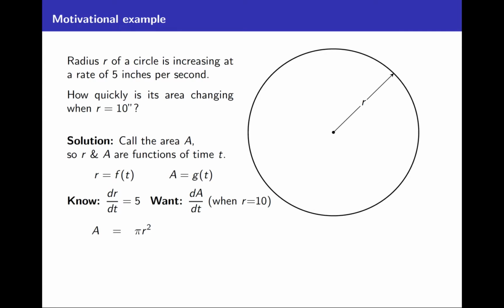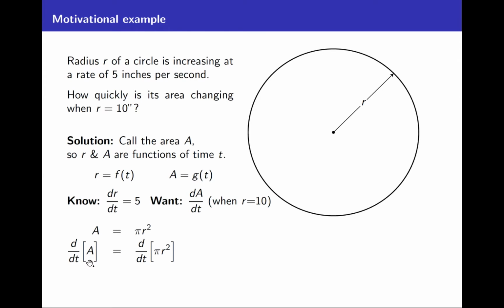What we can do now to get an equation relating these two rates is to differentiate both sides of this equation implicitly with respect to time t. The two sides are functions of t and they're equal, so the derivatives with respect to t are going to be equal. d/dt of A equals d/dt of pi r squared.